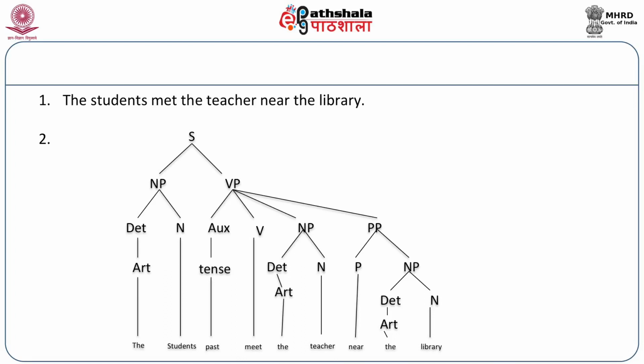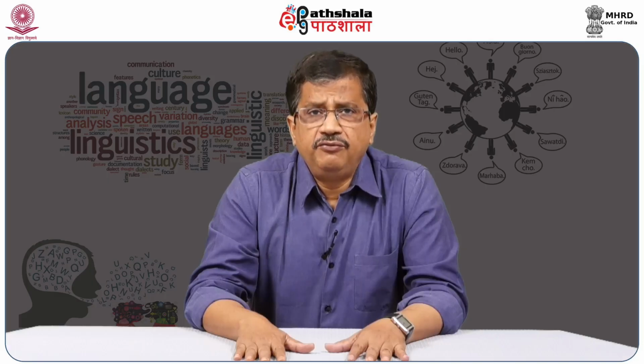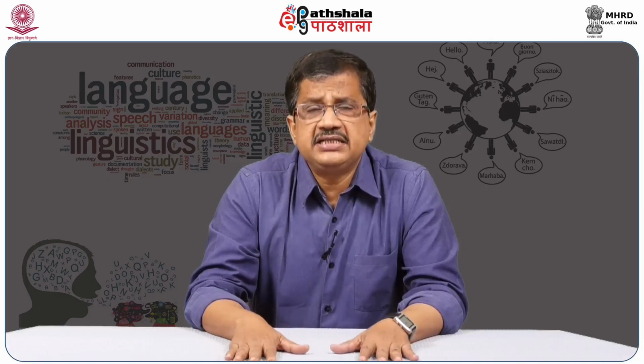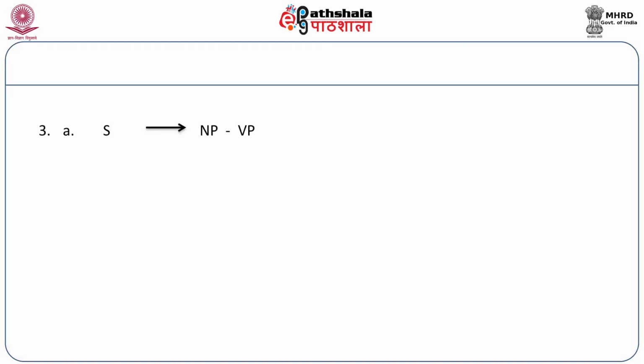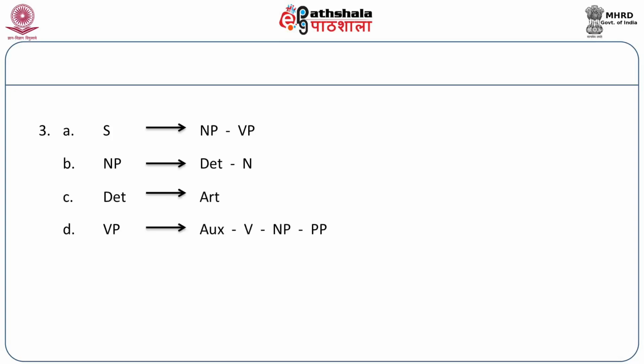noun phrase. The rules for this sentence will be something like 3, where we say that the S goes into noun phrase and verb phrase. The noun phrase goes into determiner and noun. The determiner is an article. The verb phrase goes into auxiliary, verb, noun phrase, and a preposition phrase. The auxiliary is tense and the preposition phrase is preposition and a noun phrase.